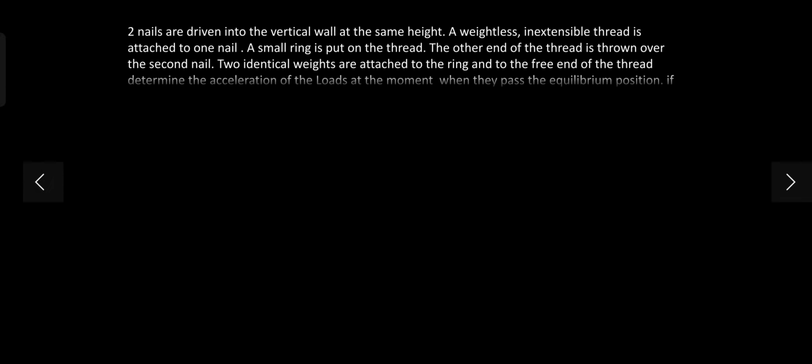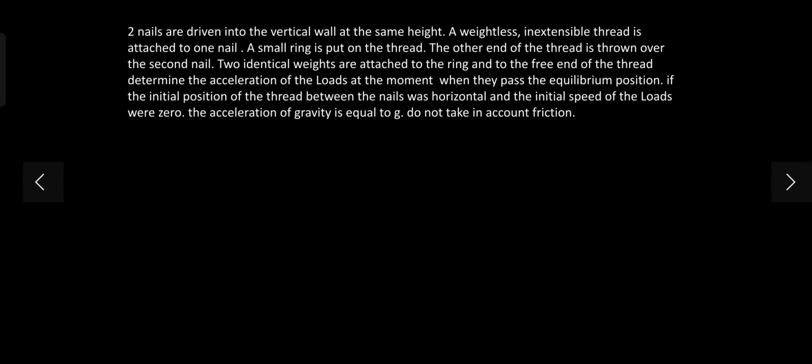Two nails are driven into the vertical pole at the same height. A weightless inextensible thread is attached to one nail. A small ring is put on the thread. The other end of the thread is thrown over the second nail. Two identical weights are attached to the ring and to the free end of the thread.